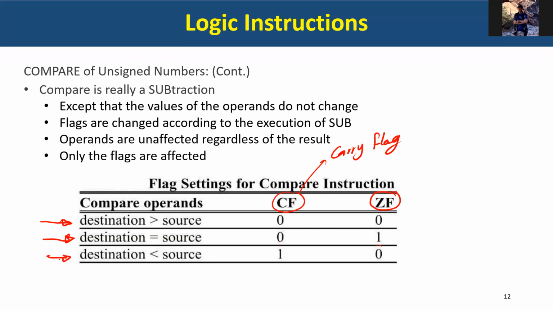If the destination is less than the source, the carry flag will be 1. And this again happens when you subtract a big number from a small number. And when you do that, we need to borrow one, so that we can make the subtraction operation, because we can't subtract a bigger number from a small number unless we have a borrow. And the borrow here is like the overflow carry in addition. Okay.